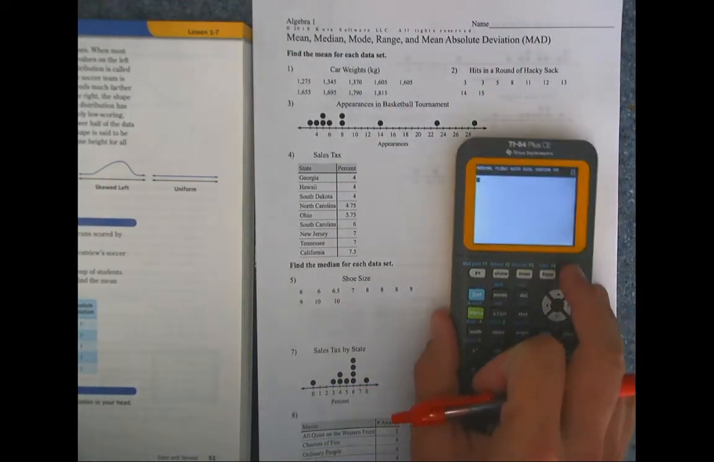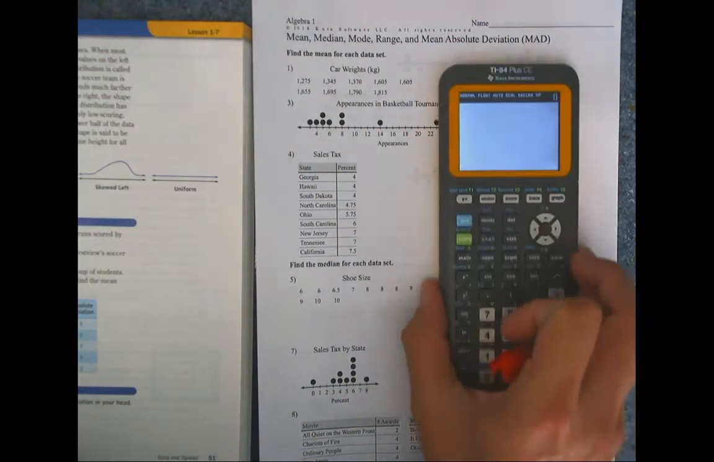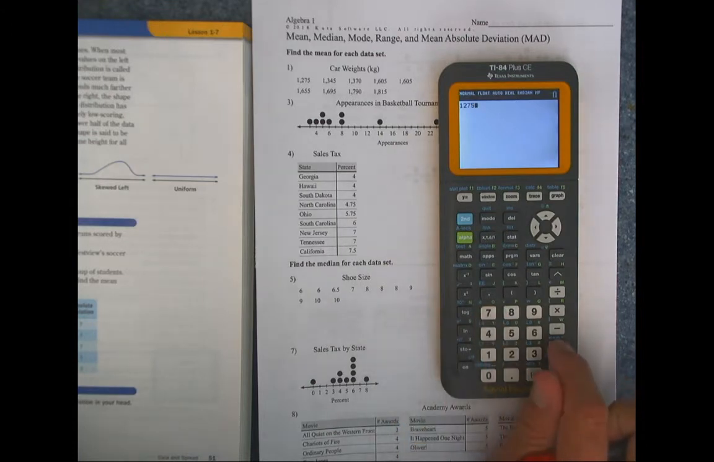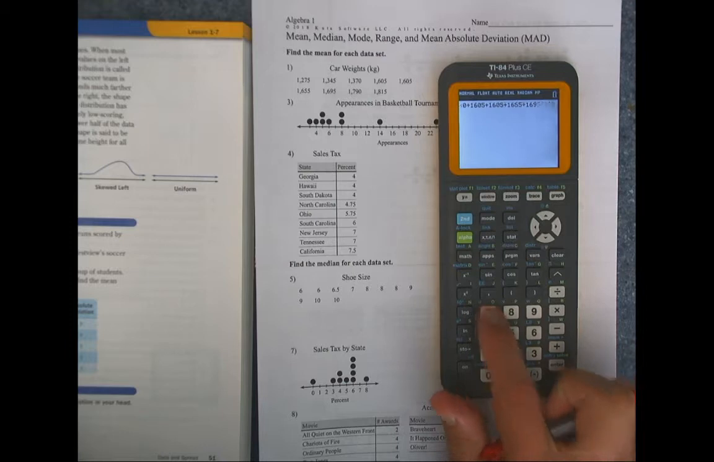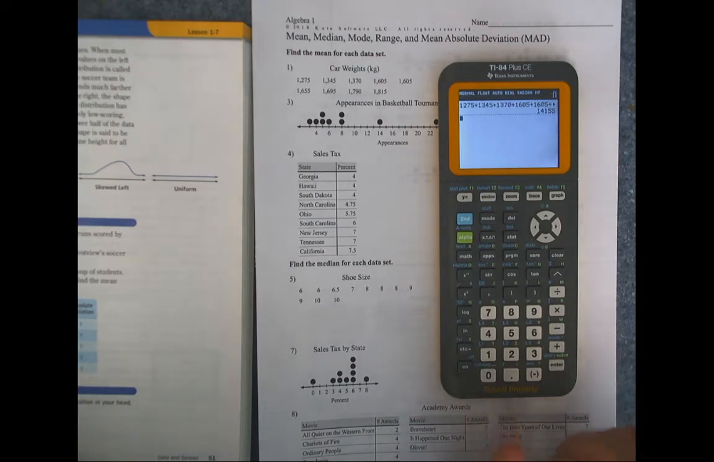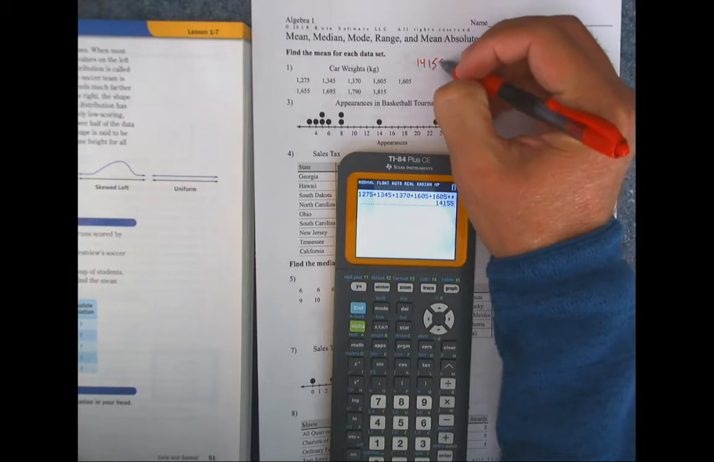To find the mean, you add up all your values and then divide by how many there are. This is the average. Feel free to fast forward through me punching things in the calculator, but I'm going to add these all up. And then once I get that number, I'm going to divide it by how many there are. I'm going to write it down just so I can show my work.